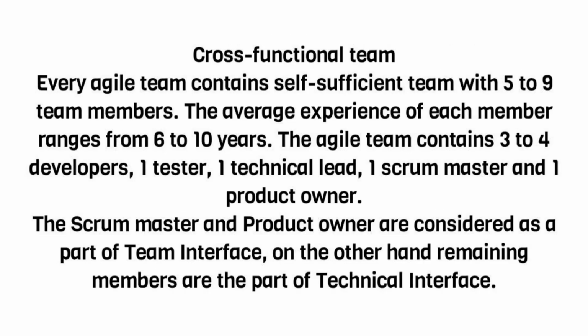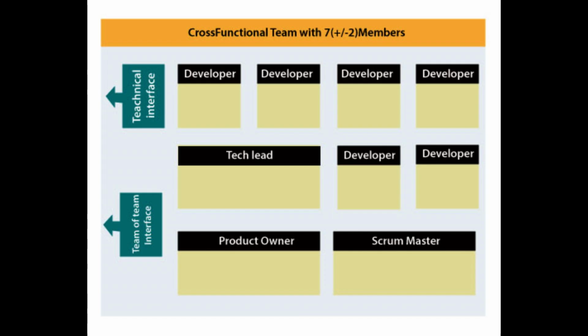Cross-functional team. Every agile team contains a self-sufficient team with 5 to 9 team members. The average experience of each member ranges from 6 to 10 years. The agile team contains 3 to 4 developers, 1 tester, 1 technical lead, 1 scrum master, and 1 product owner. The Scrum Master and Product Owner are considered a part of the team interface, on the other hand, the remaining members are part of the technical interface.